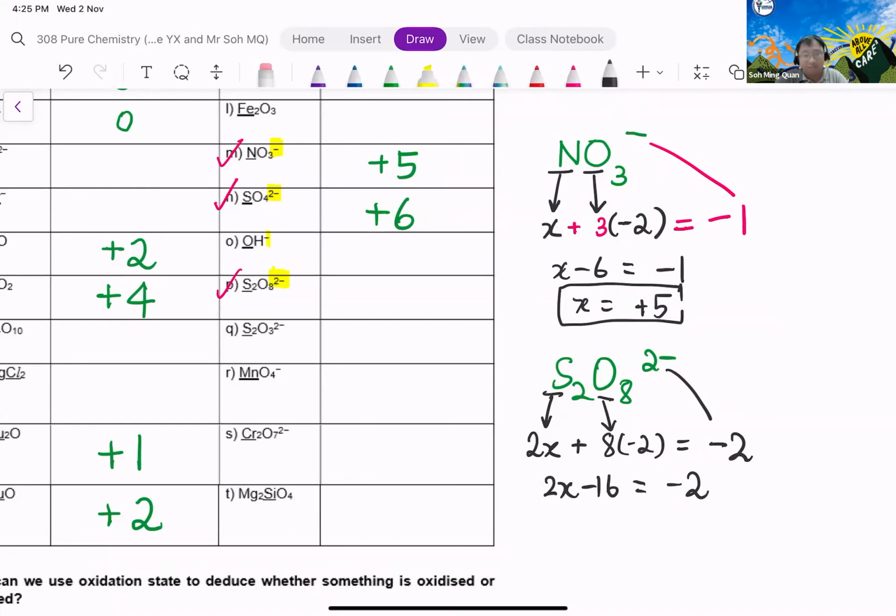So what is X? Okay, Jet, what's X? +7. Yeah, okay. So make sure you don't make careless mistakes. Then you get the correct answer.